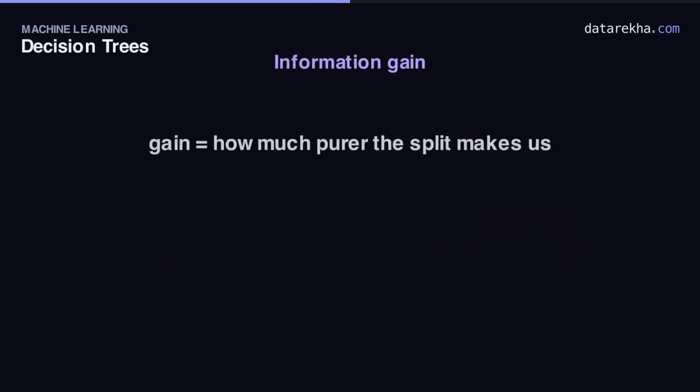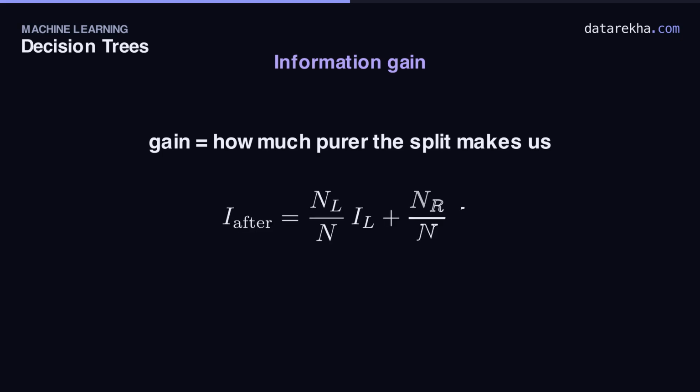Now the payoff. A split is good if it makes the children purer than the parent. We measure that drop in impurity and call it information gain. First, the impurity after the split. Crucially, it's a weighted average of the two children. Each child's impurity times its share of the samples, n left over n and n right over n. A big child counts more than a tiny one.